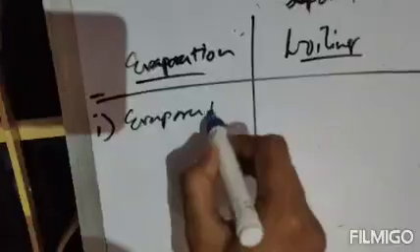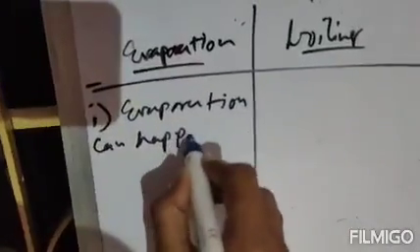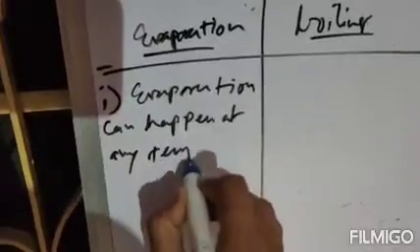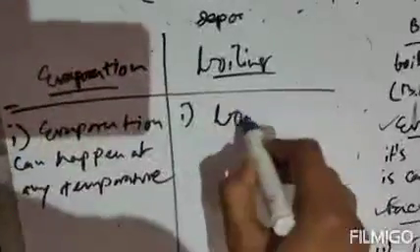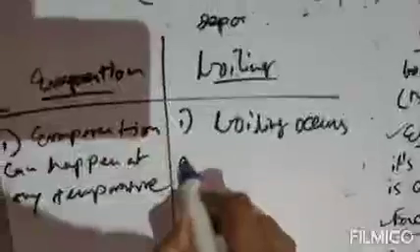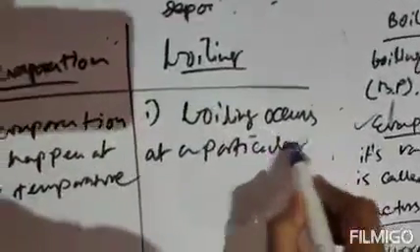Evaporation can happen at any temperature, whereas boiling occurs at a fixed or particular temperature. Boiling can happen at a particular temperature or fixed temperature.